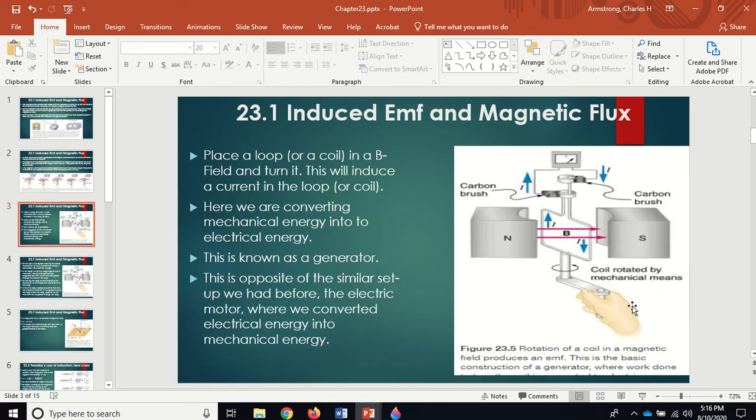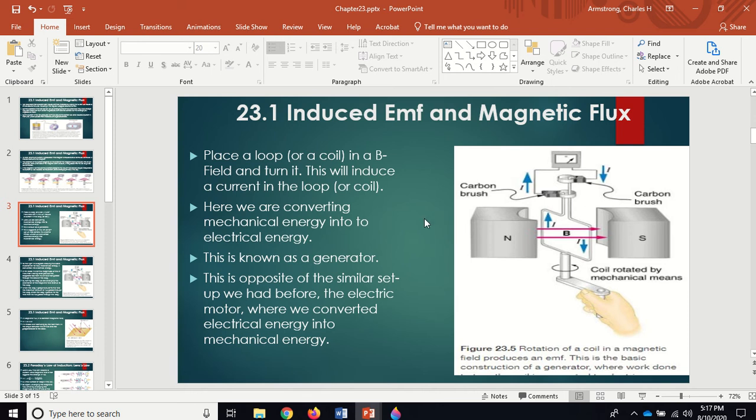Okay, induced EMF and magnetic flux. Place a loop or a coil, you could have more than one loop, in a magnetic field and turn it. So right now you're cranking this right here, and this causes this guy to turn. So we're not changing the magnitude of the magnetic field, but we're changing basically the flux, the flux through the area here, okay? Here we are converting mechanical energy, you're turning the switch, into electrical energy, the current that starts to flow in the circuit. This is known as a generator.